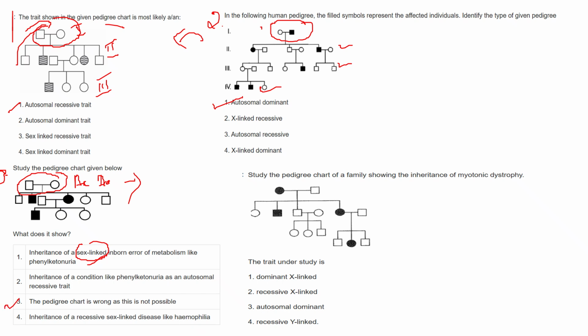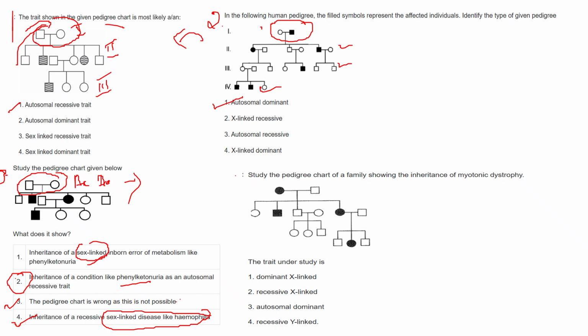Coming to the third option, the pedigree chart is wrong as this is not possible. No, the pedigree chart is correct. Inheritance of a recessive sex-linked disease like hemophilia. Right? This is absolutely wrong. So here the answer will be: inheritance of a condition like phenylketonuria as an autosomal recessive trait. So the answer will be the second one. What is the hint? The hint is that the parents have not been affected, only the children have been affected. So that means the option will be the second one.